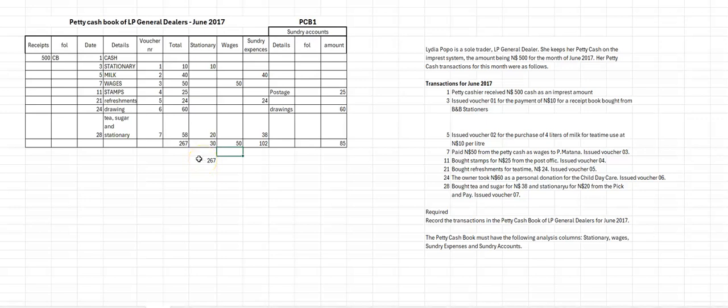So first of all, we need to make sure that if we calculate all of these together, they give us the same total as is in the total column. Okay, so our first check is done.